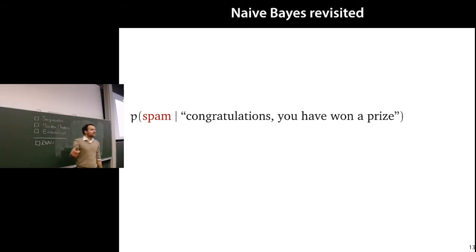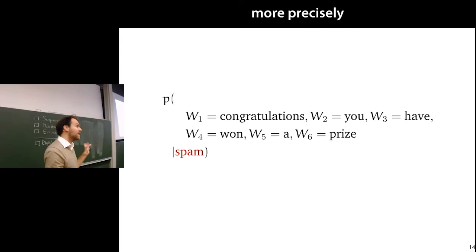But we're not going to do feature extraction. We are going to model the text directly. How do we do this? Well, first, we need to make this a bit more specific. So we model this bit of text as a sequence of words. We say, for now, we will just assume that all emails are the same length. And we model the email as a sequence of random variables. So the email is random variable W1, W2, W3, W4, W5, W6.